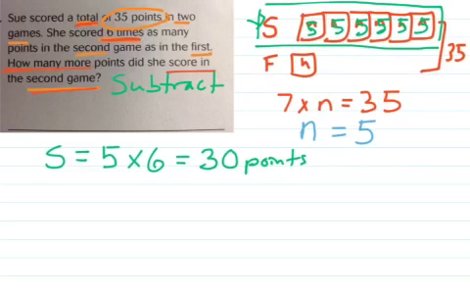Now I need to figure out how many points she scored in the first game. I only have one n there. I'm going to replace that with my 5 as well. So in my first game, she just scored 5 points.